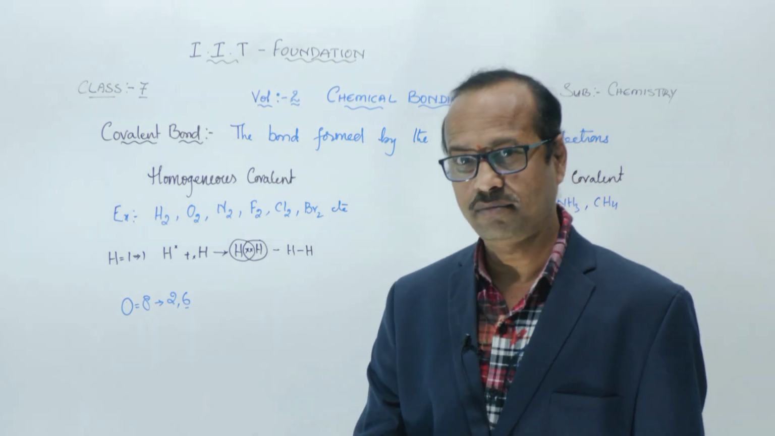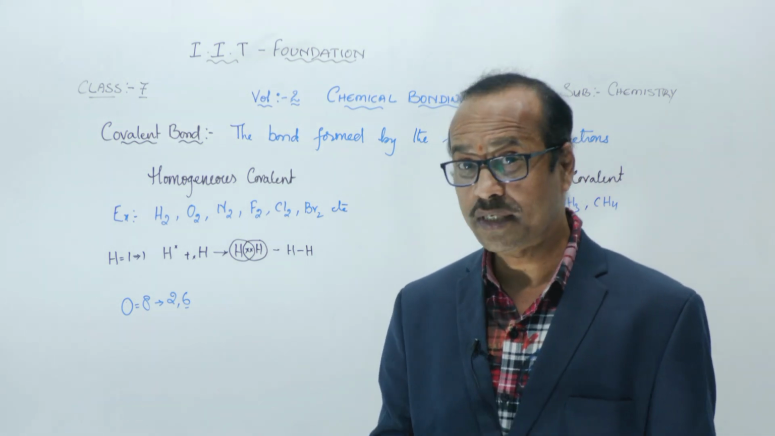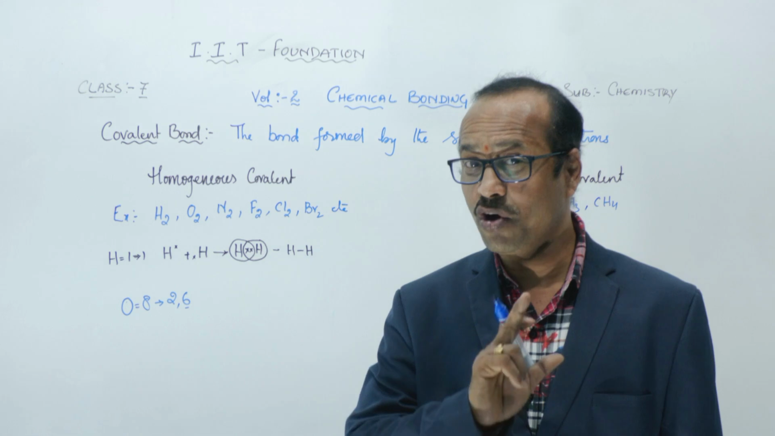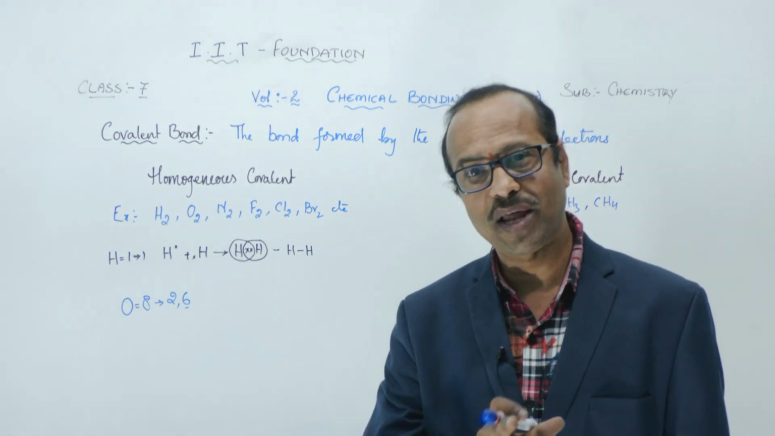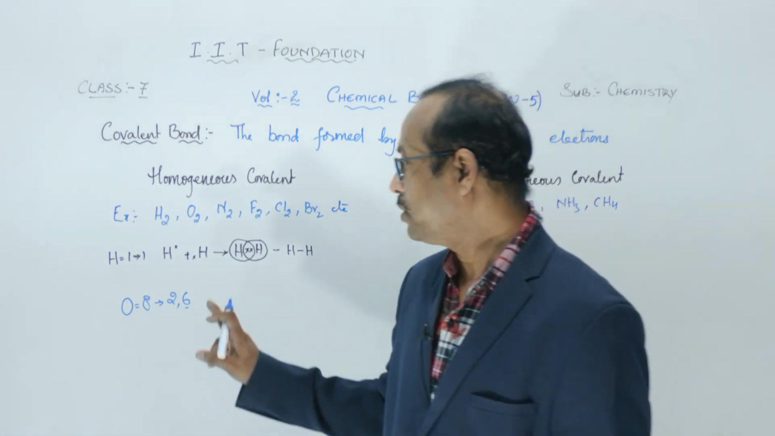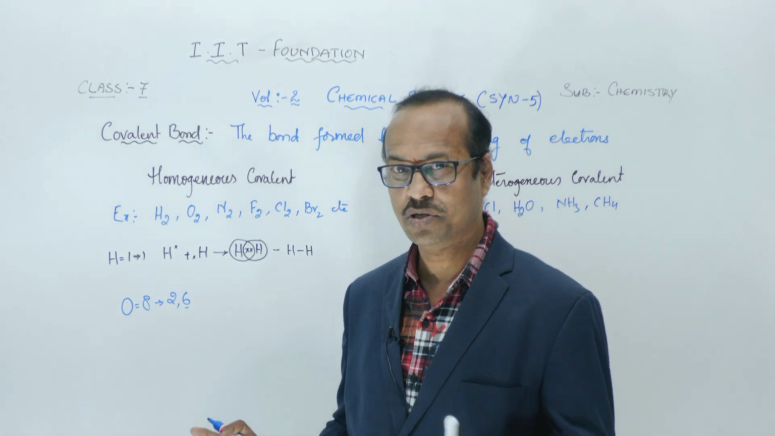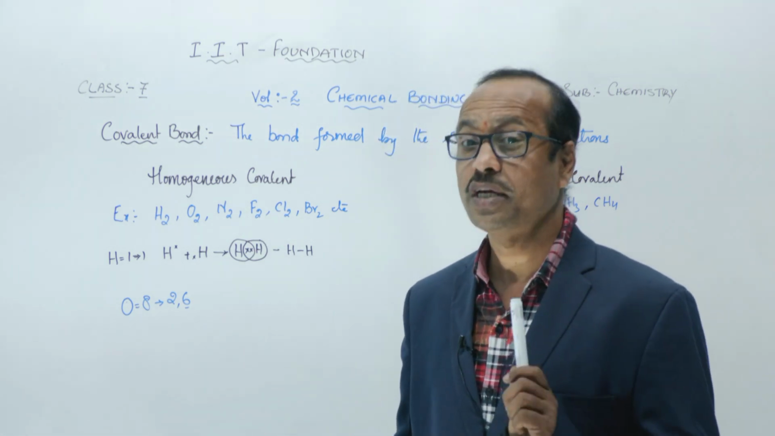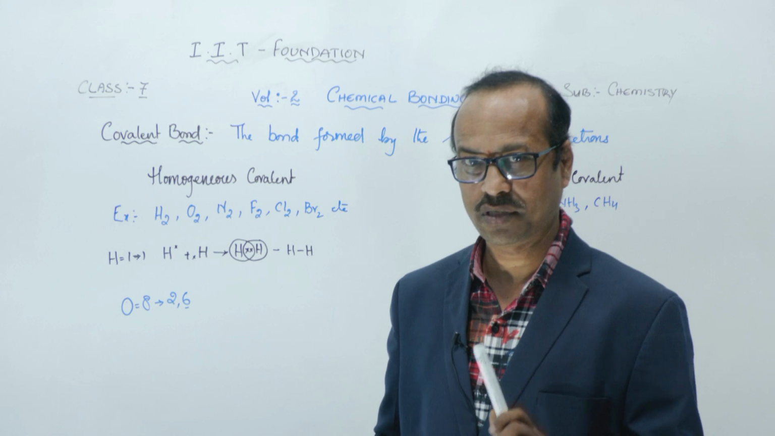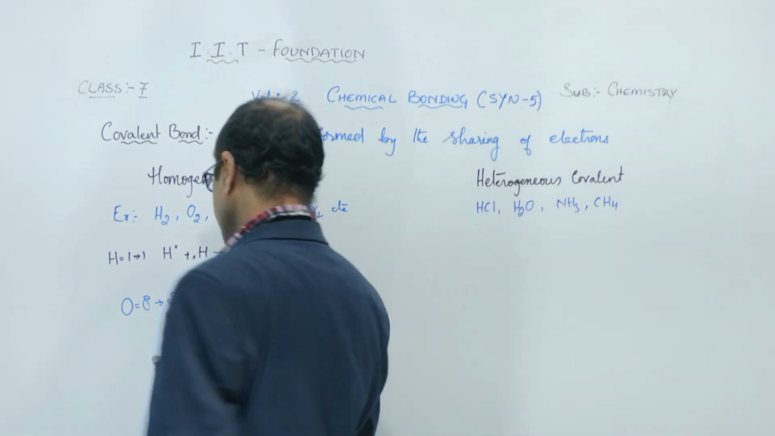Now, oxygen has 6 electrons. Is it stable? No, because we discussed the octet rule: atoms which have 8 electrons in their valence shell are stable. But here how many electrons are there? Only 6 electrons, so it is not stable. So it requires how many electrons? 2 electrons, right?